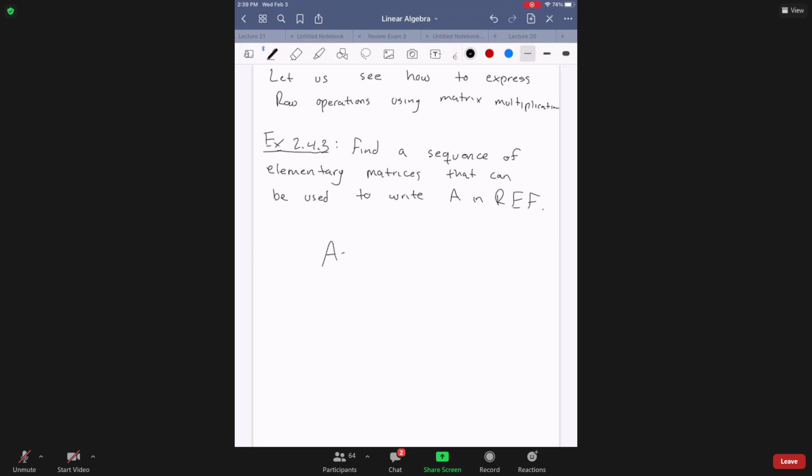Okay, so A is going to be 0, 1, 3, 5, 1, minus 3, 0, 2, 2, minus 6, 2, 0. If the question asks you to express it as a product of elementary matrices, this is the first thing you can do: just do the normal RREF first. So let's start off with 0, 1, 3, 5, 1, minus 3, 0, 2, 2, minus 6, 2, 0.